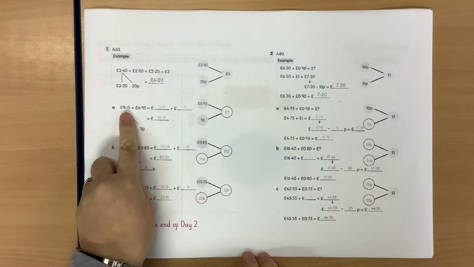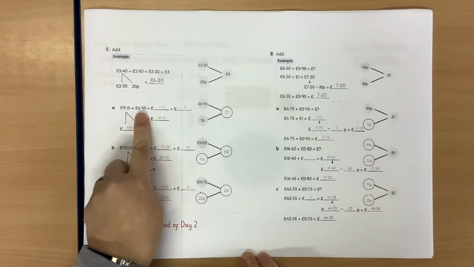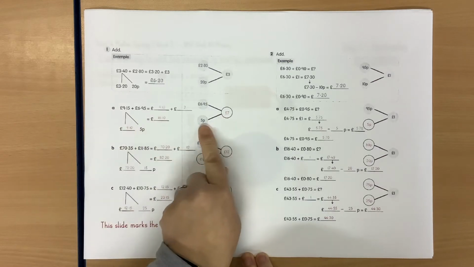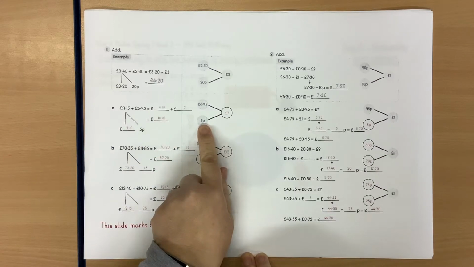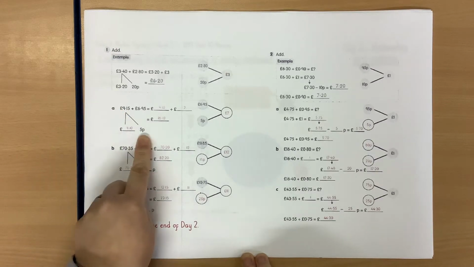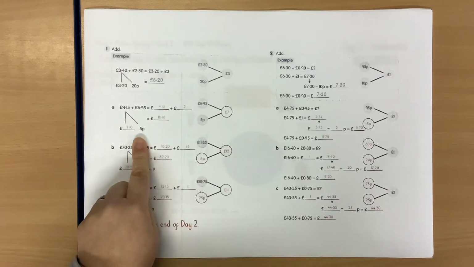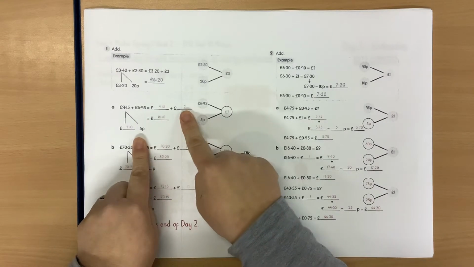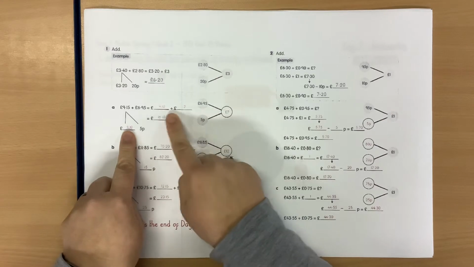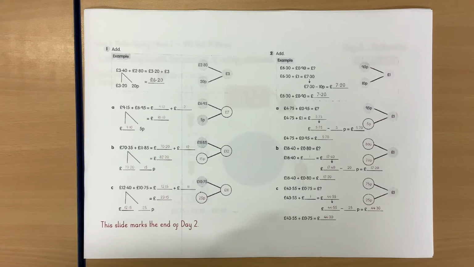So the first question, £9.15 plus £6.95. I know that adding £7 onto an amount of money is easier than adding £6.95. To get to £7, I need another 5 pence. So I partition £9.15 into £9.10 and 5 pence. I add the 5 pence onto £6.95, which gives me £7, and then I add the remaining £9.10 onto that £7, which gives me £16.10.